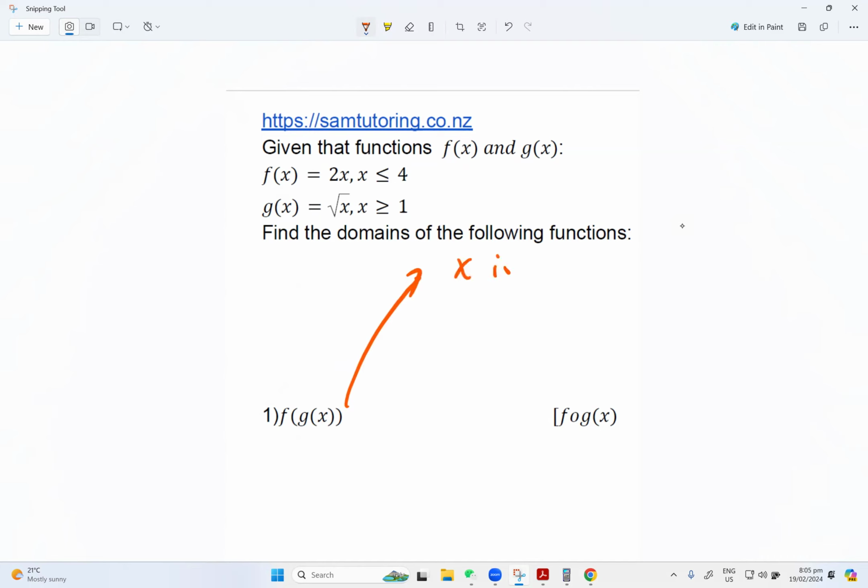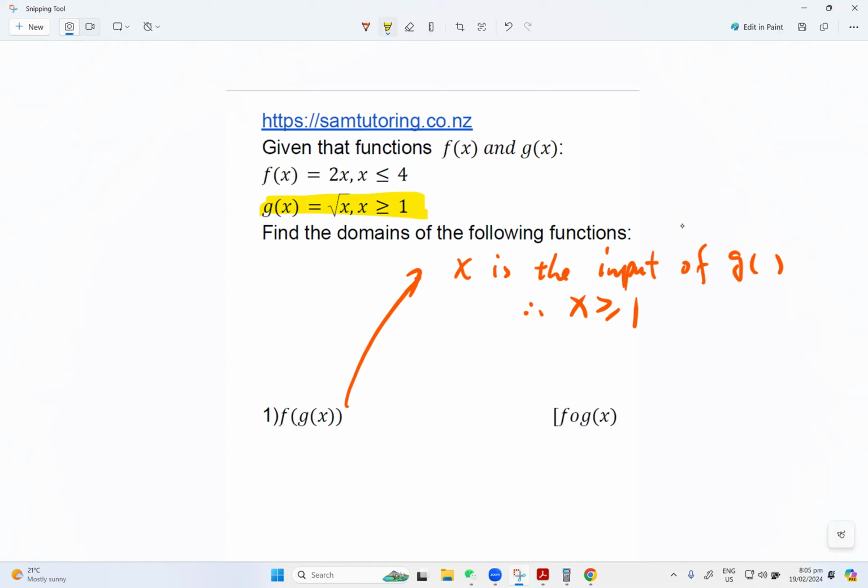x is the input of G. Therefore, x bigger than or equal to 1. Dylan, do you understand this step? Because the question tells you, if you need to input something into G, the input must be bigger than or equal to 1.